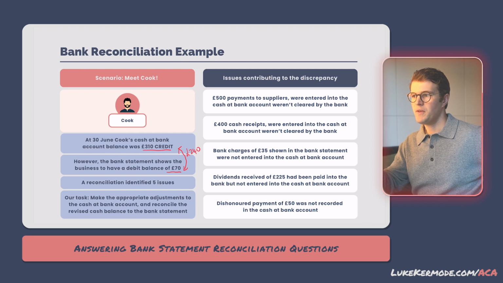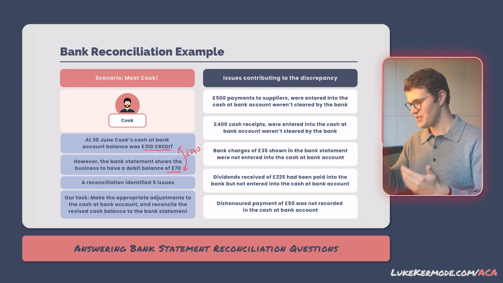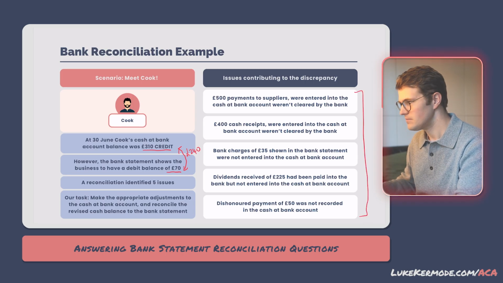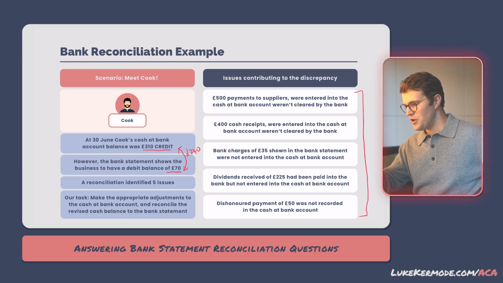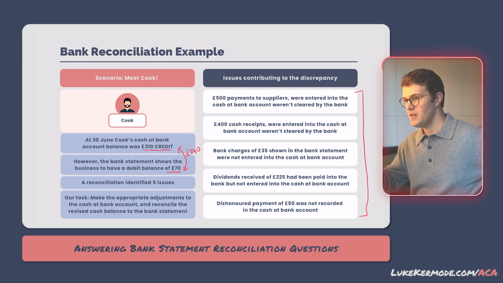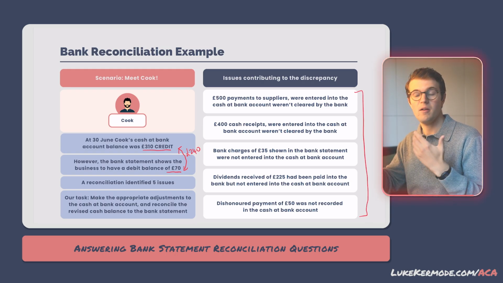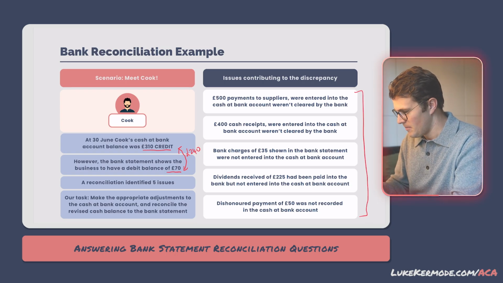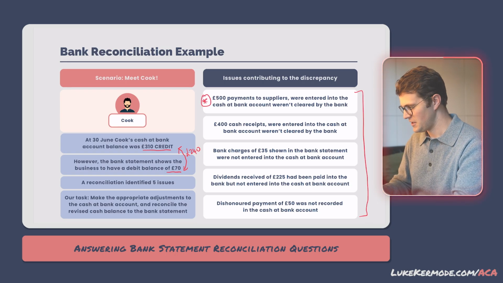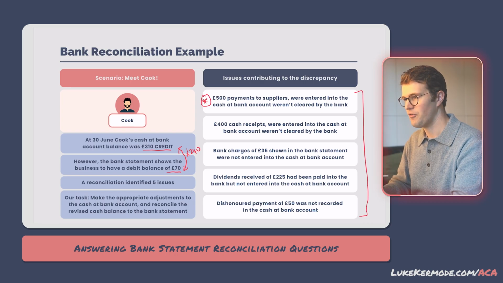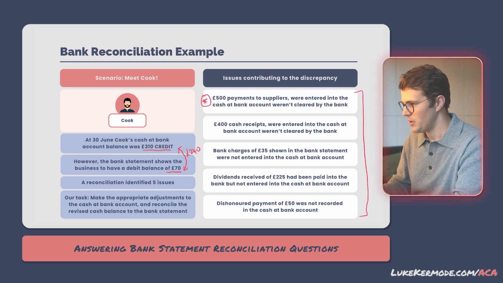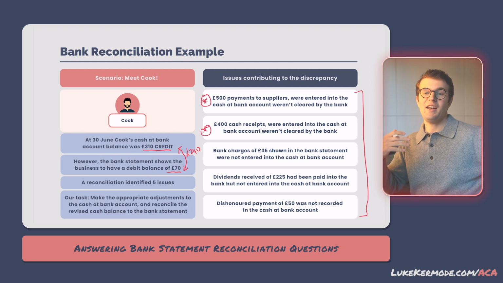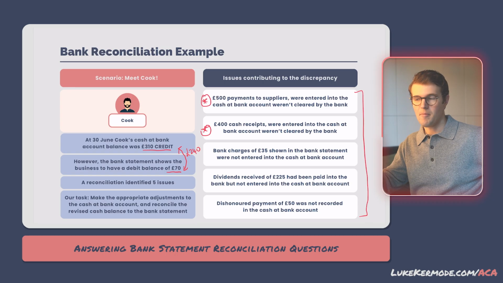So on reviewing the two records, 5 reconciling items were identified. The first issue that's contributing to the discrepancy is a £500 supplier payment, which was recorded in the cash at bank account but hadn't yet been cleared by the bank. The second discrepancy is the £400 customer receipt, which was recorded in the cash at bank account but hadn't yet been cleared by the bank.